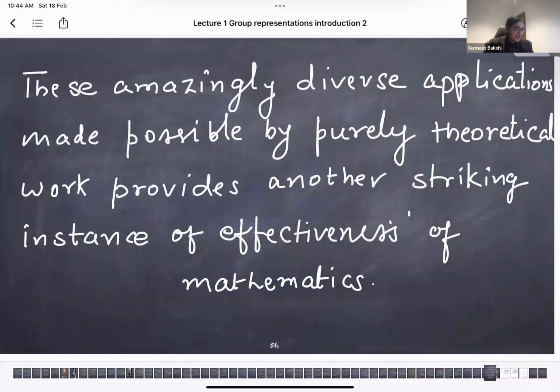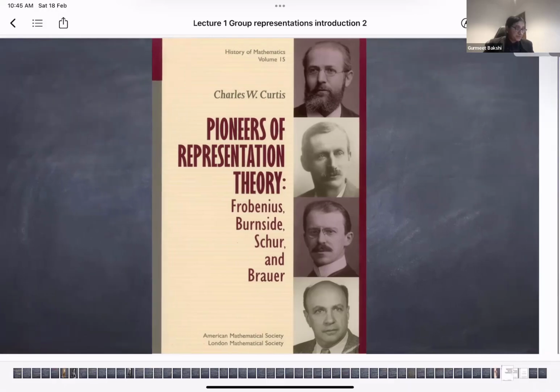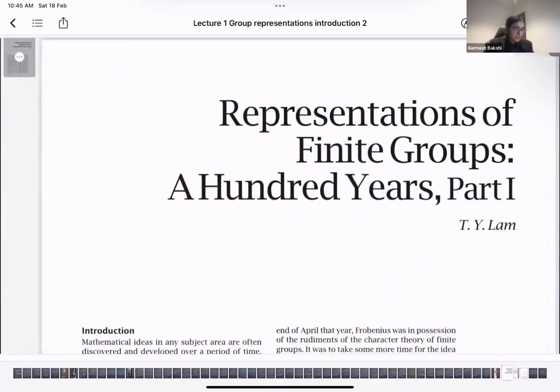And so these are the books for reference. If you want to read, Pioneers of Representation Theory by Curtis. It's a beautiful book written by Curtis on Burnside, Frobenius, Schur and Brauer. Schur and Brauer's work is also very important. Brauer worked on modular representation theory.